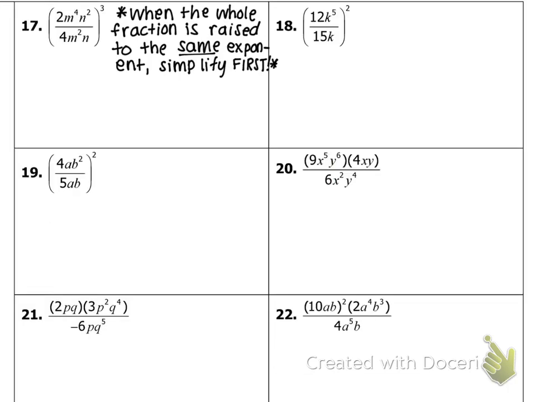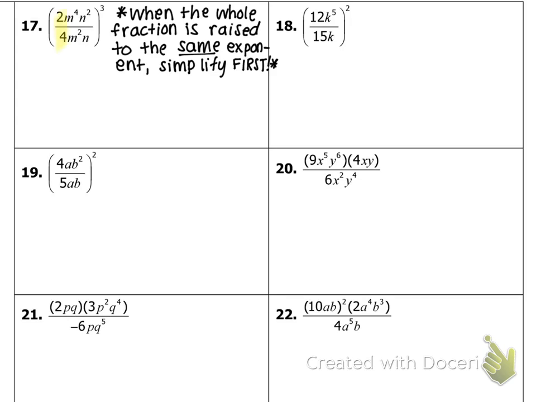And then let's take a look at 17. So look at the difference between 17 and the other ones that we just did. When the whole fraction is raised to the same exponent, we're going to simplify it first. What does that mean? All I'm saying here is we have to simplify what's inside of the parentheses before we can look at this exponent, because it's going to make it a whole lot easier. Do you see how 2 over 4, m to the 4th over m squared, n squared over n, we could simplify in here first before looking up here? And that's important because it's just going to make everything a lot easier. So let's do that first.